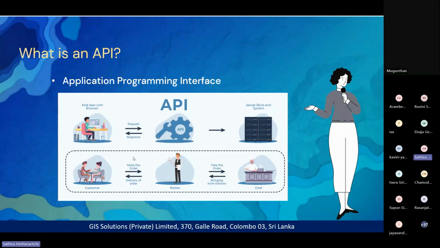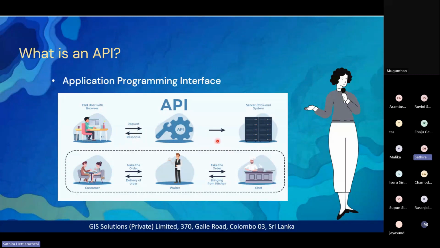The customer and the chef cannot see each other. But after the food is prepared, the waiter takes the food out of the kitchen and gives it to the customer. That's the same thing that happens with an API. We have an end user, the end user sends a request to the backend server, and then the server responds through the API. That's the simple idea of what an API means.